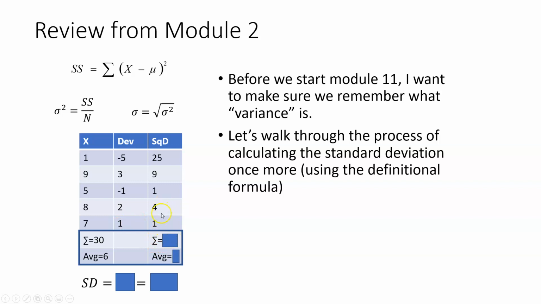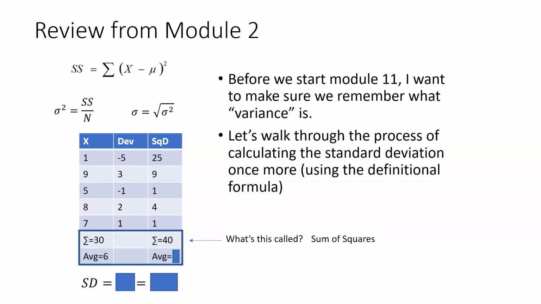And then, in order to get the sum of the squared deviations, we add up the squared deviations. That comes to 40. Now, before we move on, what's this called? What do we refer to this number as? This is the sum of squares.